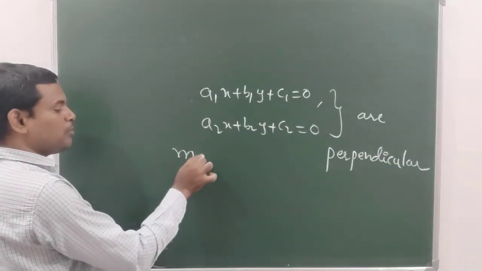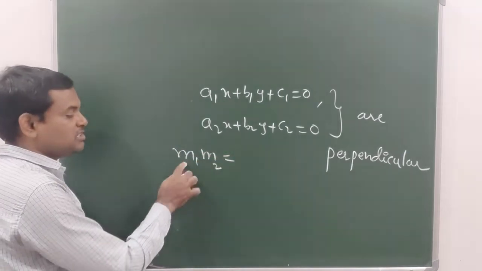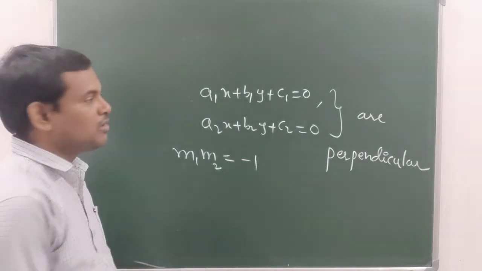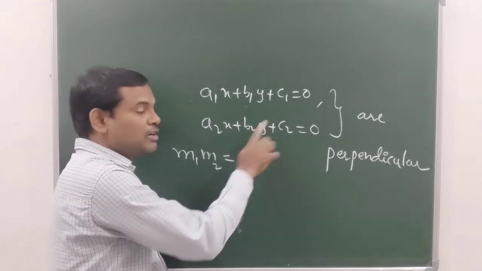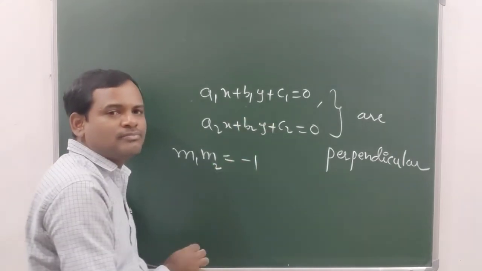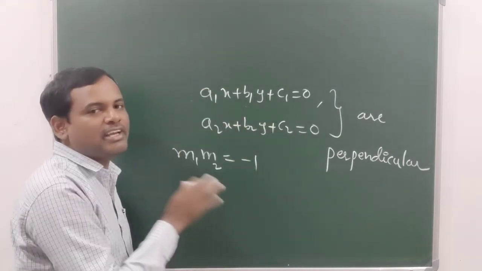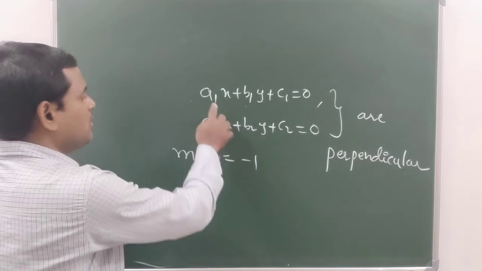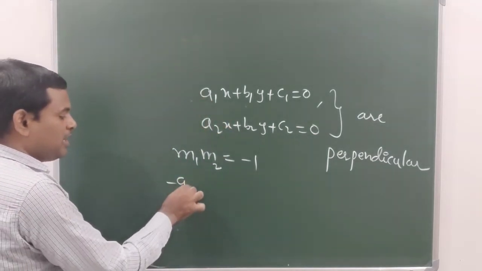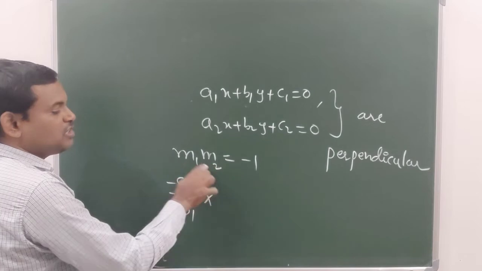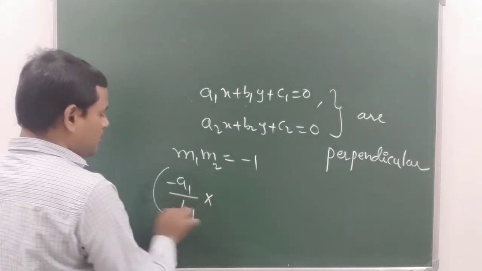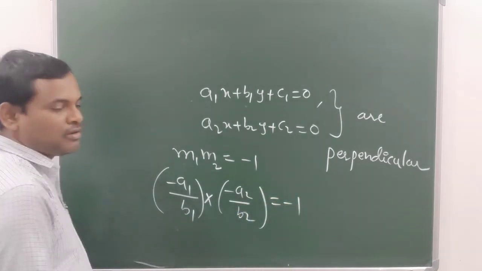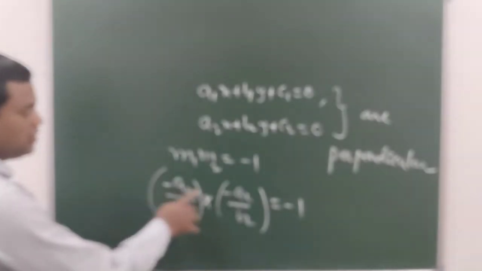okay, as you know, if these two are perpendicular, so just now we learned product of their slopes is equal to minus 1. How are these two lines? Perpendicular to each other and not parallel to the coordinate axis, means x-axis and y-axis. Then product of their slopes is equal to minus 1. Now what is the slope of this line? Minus a1 by b1. And what is the slope of this second line? Minus a2 by b2, which is equal to minus 1. Now simplify this. Minus into minus plus.